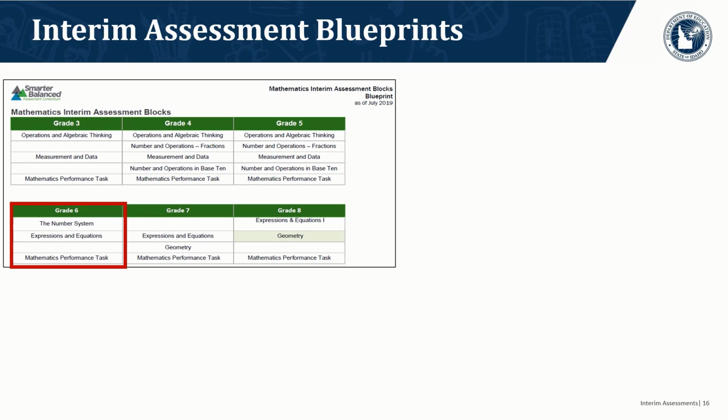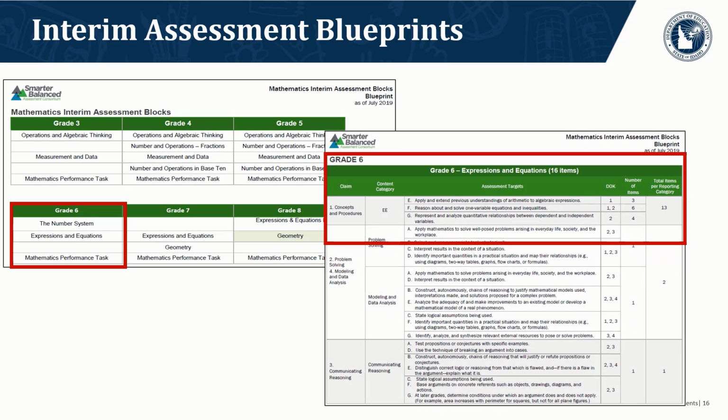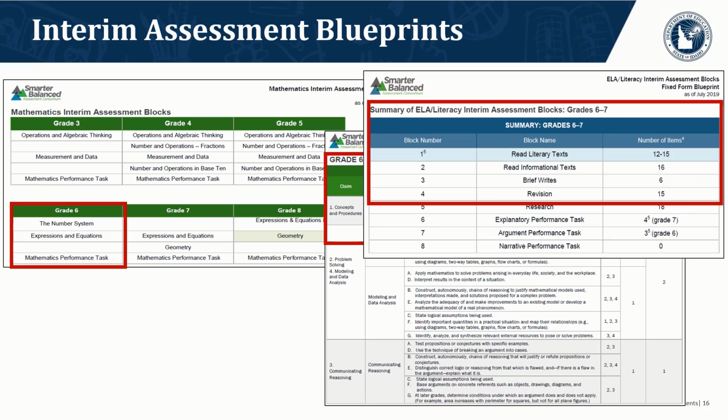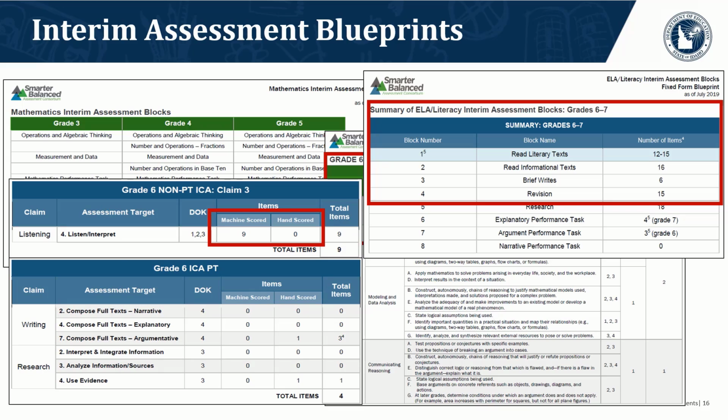Let's go through a few examples. Here's an example of a math IAB blueprint. As you can see, it offers the names of the math IABs offered. Here's a more detailed view of that math IAB blueprint. Here you can see much more detailed information about the targets, depth of knowledge ranges, and the number of items per target. Here is a grade 6 ELA non-PT ICA Claim 3 blueprint. Non-PT is synonymous with the CAT portion of the ICA. Here's the grade 6 and 7 ELA IAB blueprint.